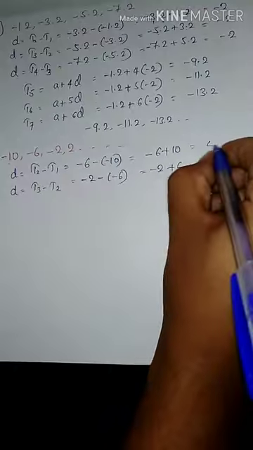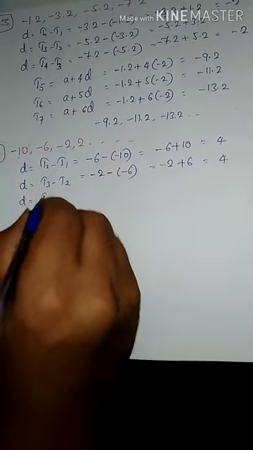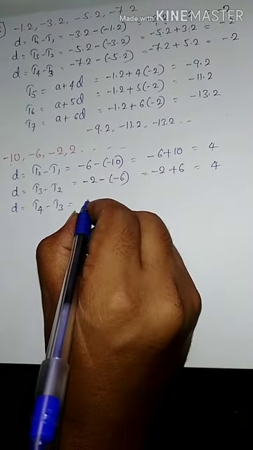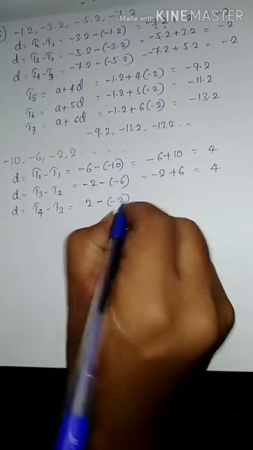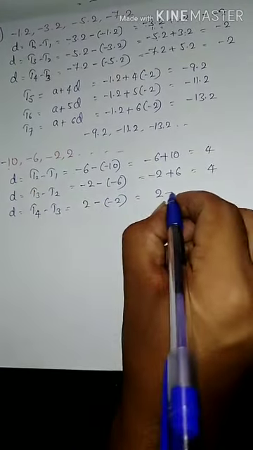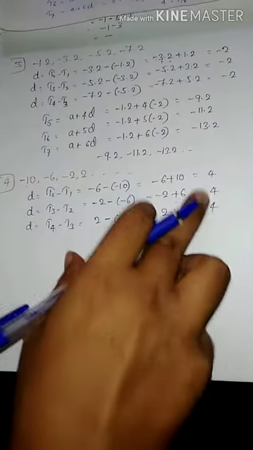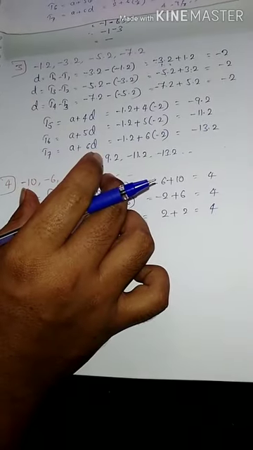So 10 minus 6 is 4 and 6 minus 2 is 4. Next, one more term: D is equal to T4 minus T3, which is 2 minus of minus 2, that is 2 plus 2, equal to 4. And here also the common difference is the same: 4, 4, 4. So the common difference is the same. The given progression is an arithmetic progression.